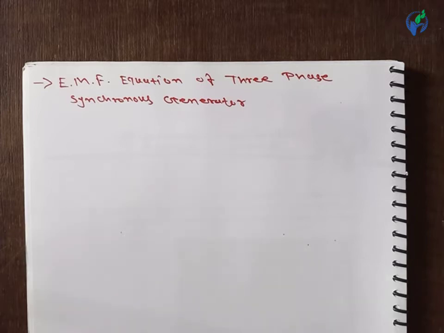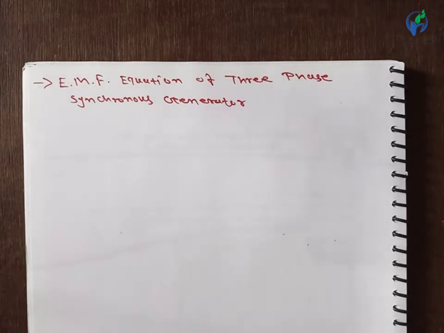So we know that when the magnetic field is cut by the conductor, EMF is induced in the conductor. So this dynamically induced EMF of the conductor depends upon the rate of cut of flux.